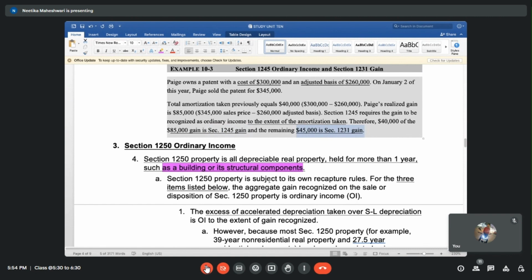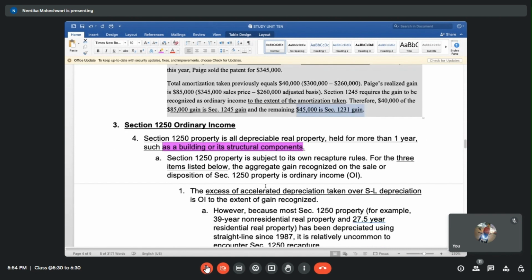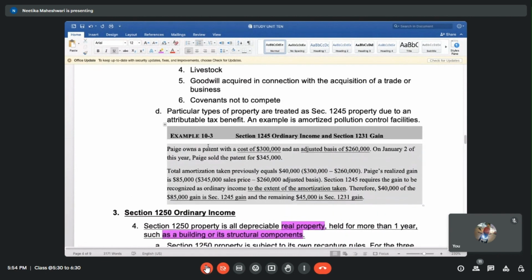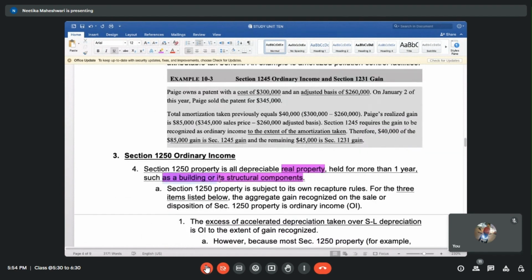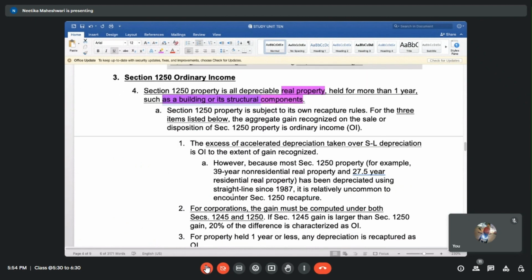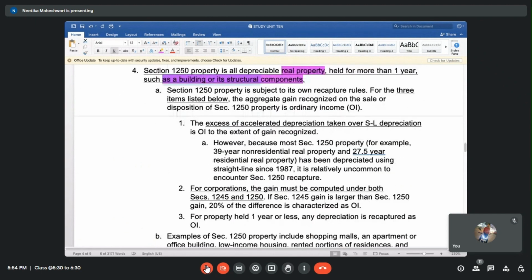So we'll move now to Section 1250, ordinary income. Okay, so we knew what Section 1245 is. It's all real property. What they have done is divide all property into two different sections: one is Section 1245, one is Section 1250, such as buildings and structural components and all those things. Now, these rules can be a bit confusing, and it's not expected that you remember all these rules, but at least we'll go over them.